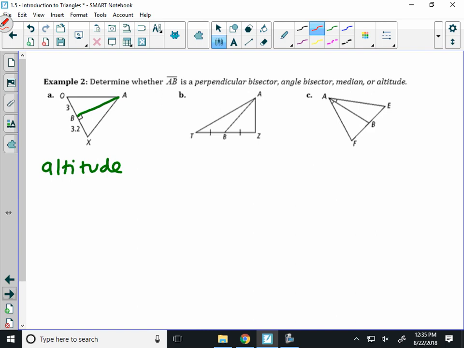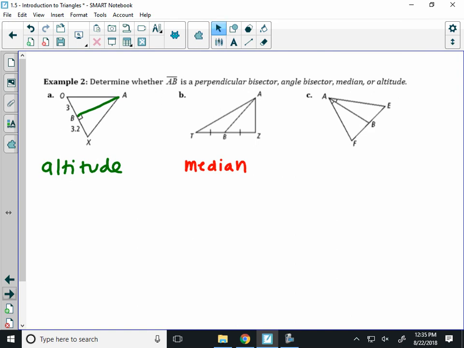And there, what do we call this? Median. Remember, medians just cut the sides in half. They're not perpendicular. There's no right angles with medians. It just drops down and cuts that opposite side in half. And I know it's cutting the opposite side in half because of these tick marks.